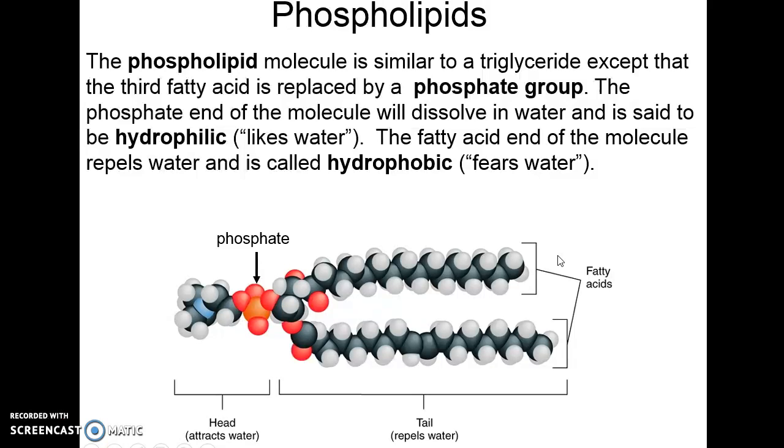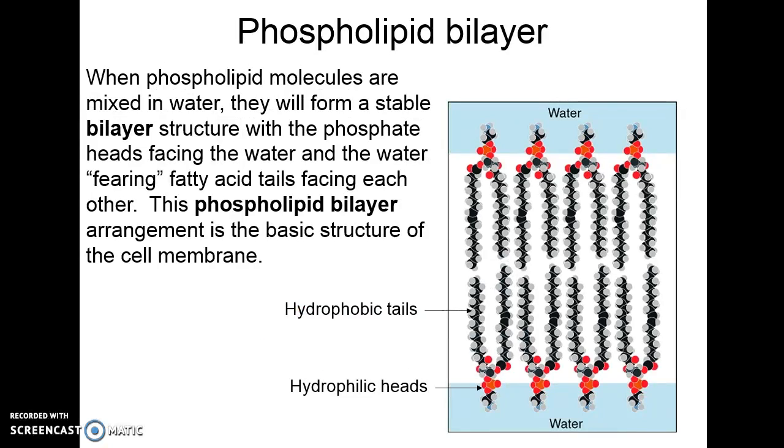So it has to arrange itself in a certain way in order to make everybody happy. And the way that it does that is it bands up with other phospholipids to form what's called a phospholipid bilayer. So you can see all of the hydrophilic heads are on the outside of this bilayer where there's water. And all of the insides are protected because they're so closely packed together. So the tails are on the inside, the heads are on the outside. So this is the structure of the cell membrane.